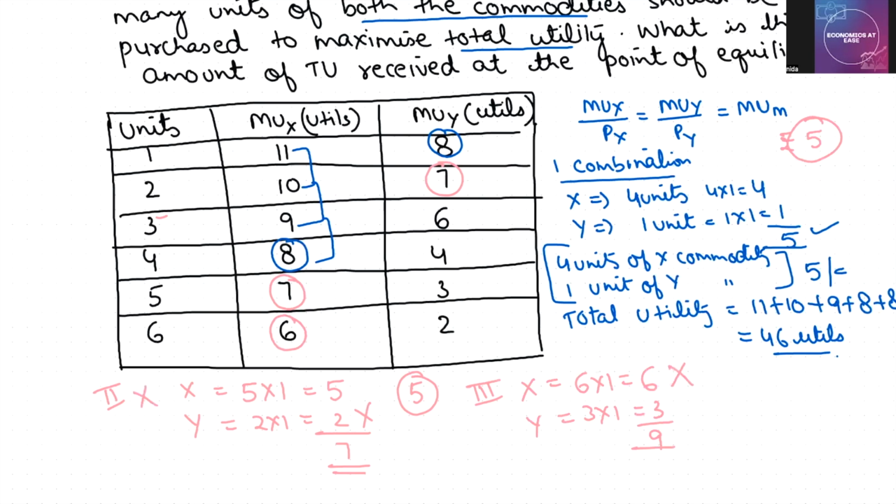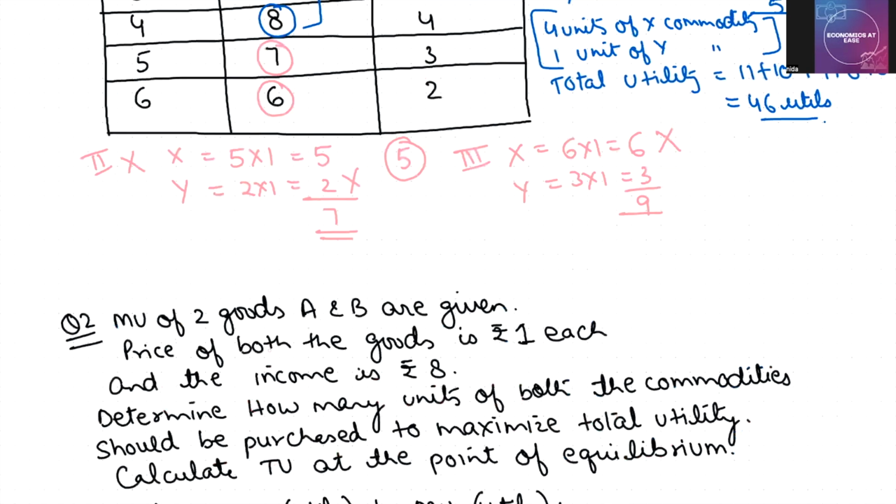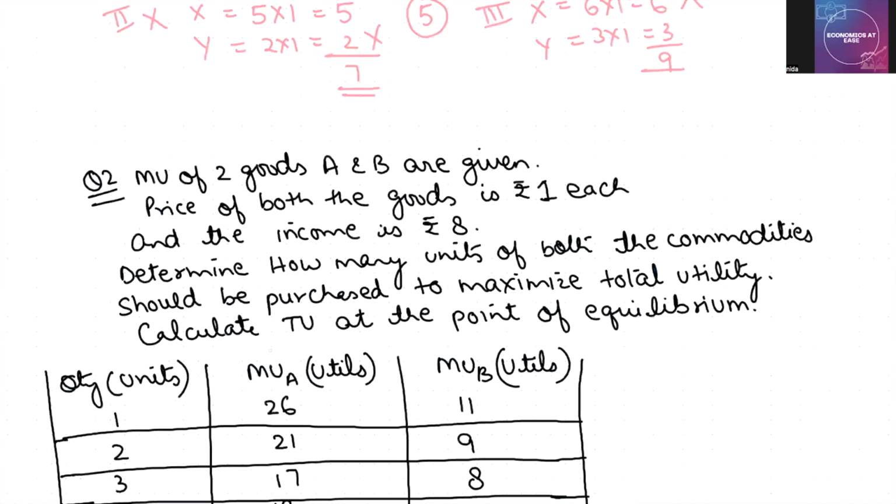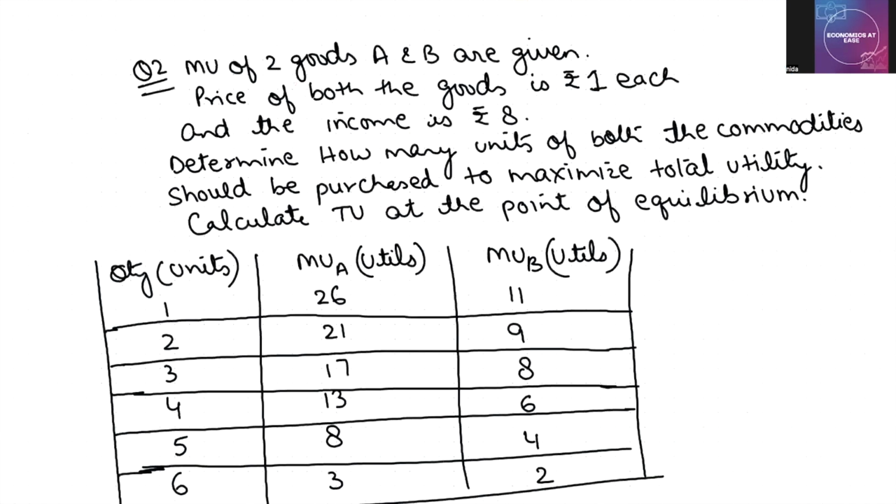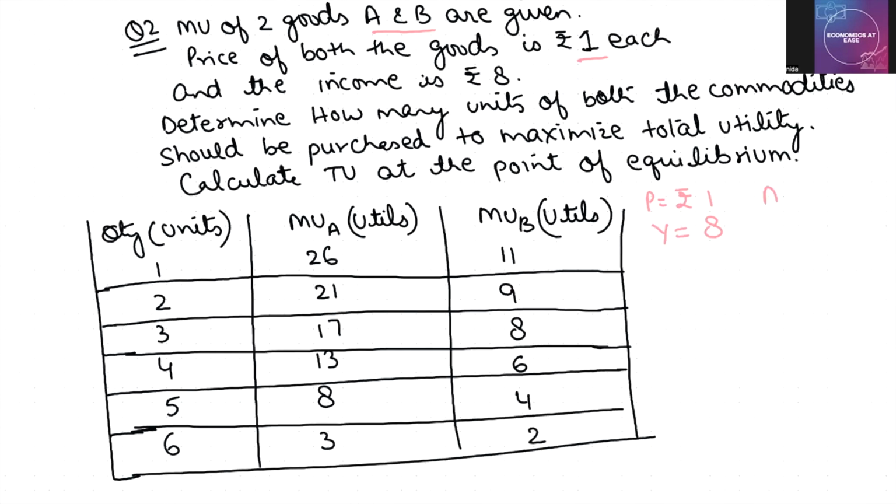Now, let's understand with the help of another example here. For example, marginal utility of two goods A and B. Now, here goods A and B are given. Price of both the goods is rupees 1. Again, the price is rupees 1. Okay. And income is denoted by Y. It is 8. Right. And two goods A and B.